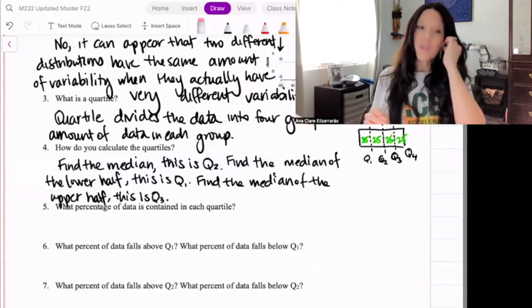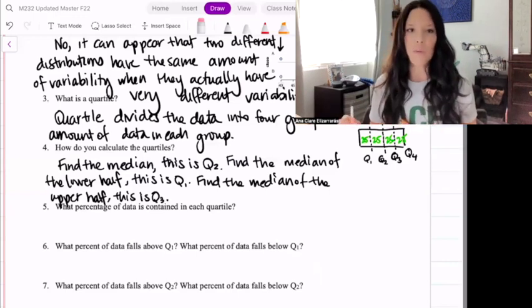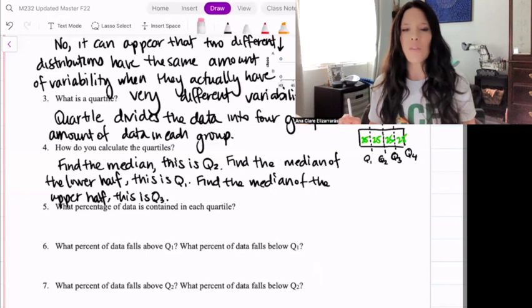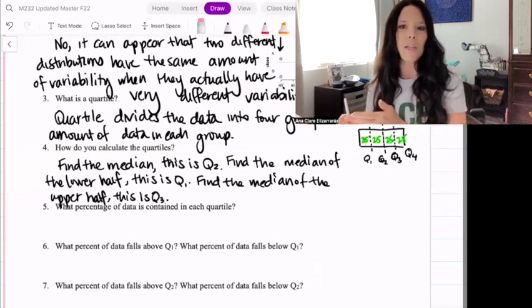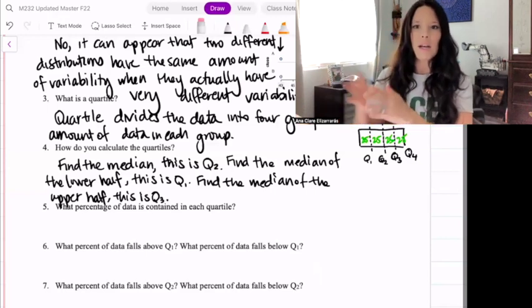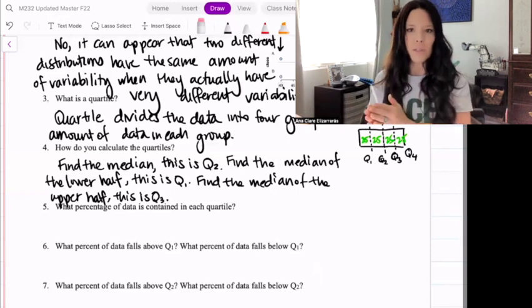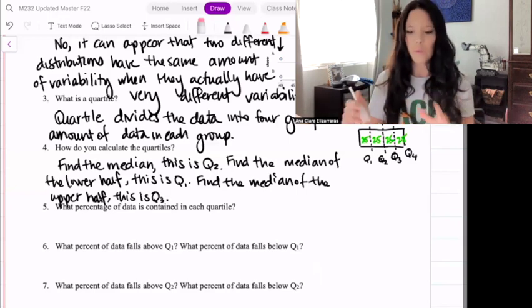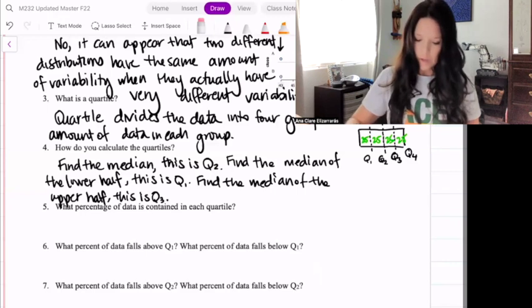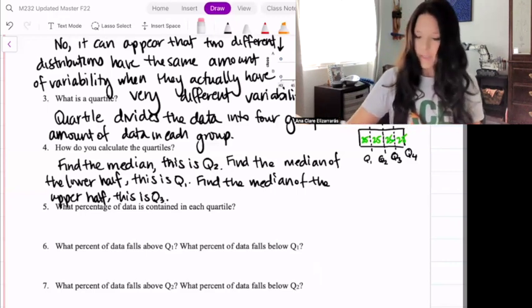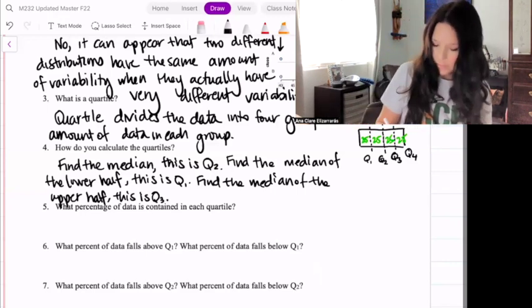So you can calculate, you just have to pay attention to the wording of the question. The question says 25% of the data fall above what number? That's not Q1, that's Q3. So you have to pay attention to the wording. So what percentage of data is contained in each quartile? That's 25%.